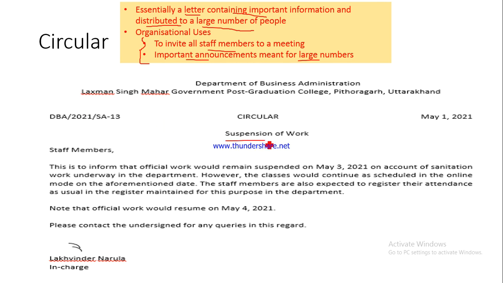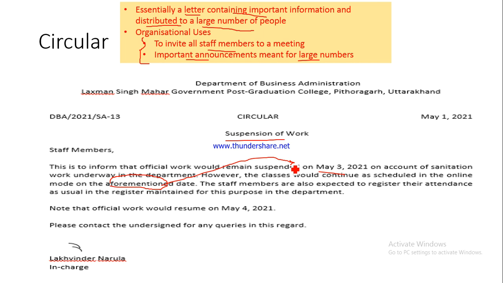It says suspension of work, and this is to inform that the official work would remain suspended on May 3 on account of sanitation work underway in the department. However, the classes would continue as scheduled in the online mode on the aforementioned date. What do we mean by the aforementioned date? Aforementioned means which has been mentioned a little while ago. So here the aforementioned date is 3rd of May.